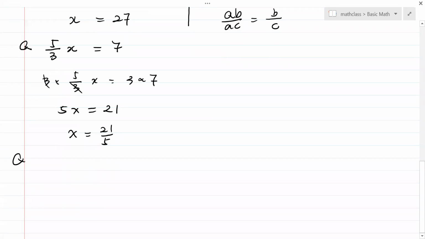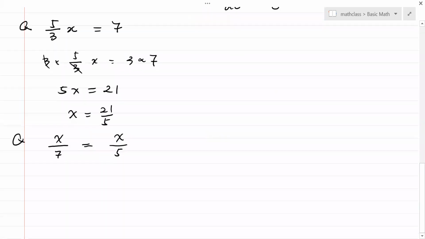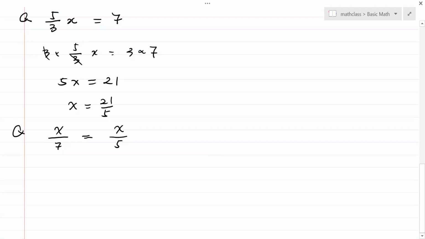So now we're going to do something a little more complicated. How do we express a fraction? Sometimes we can write x over 7, which is also viewed as 1/7 times x. It's the same. Equals x over 5. Now a problem like that. There's no constant term here. So how do you do that? There are a couple of ways to do it.